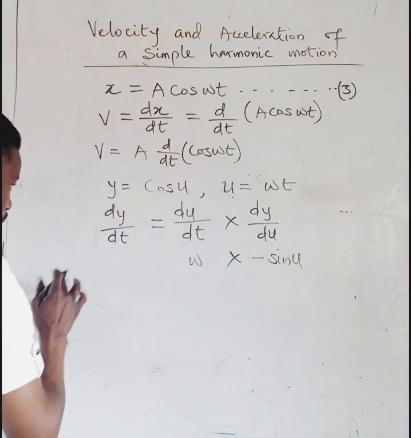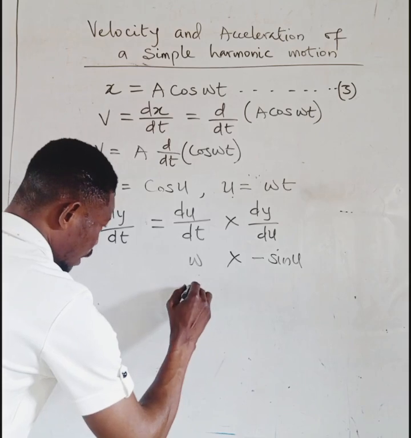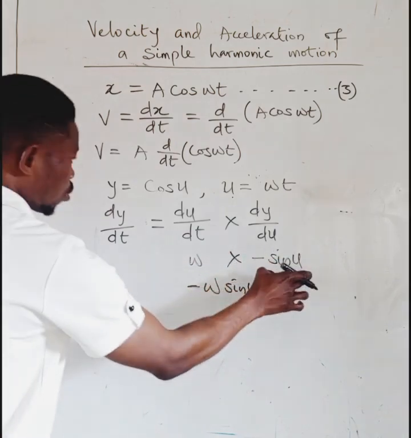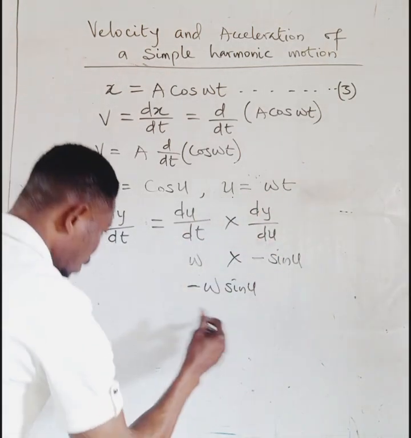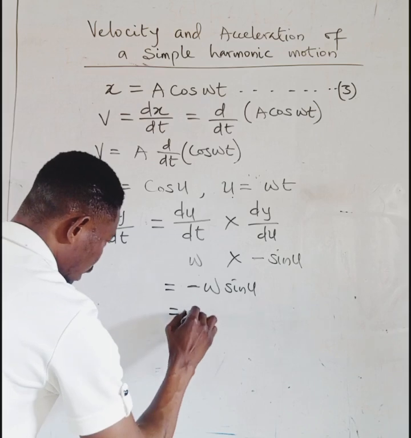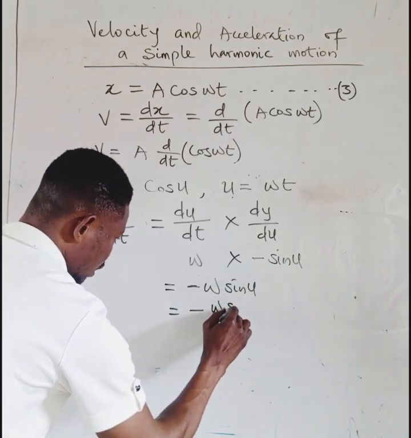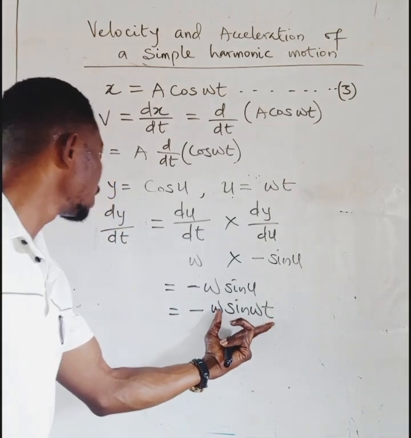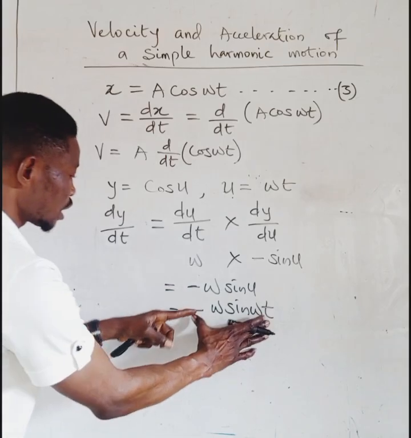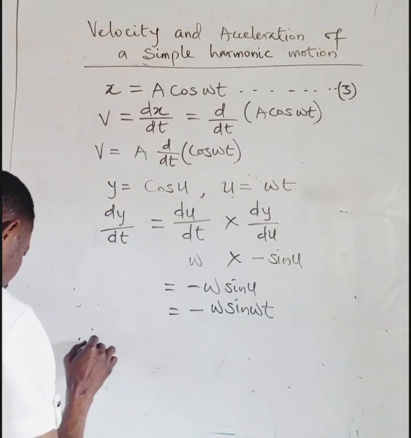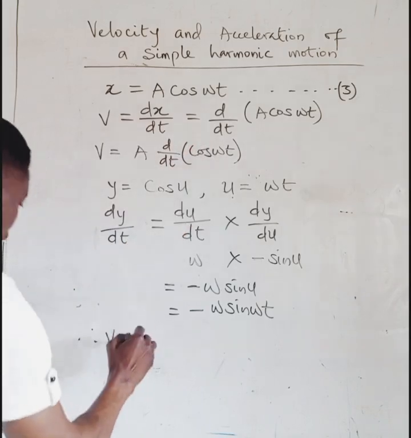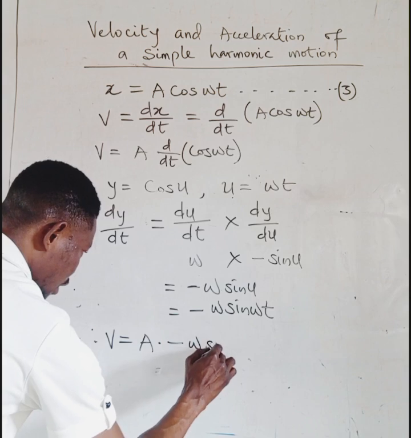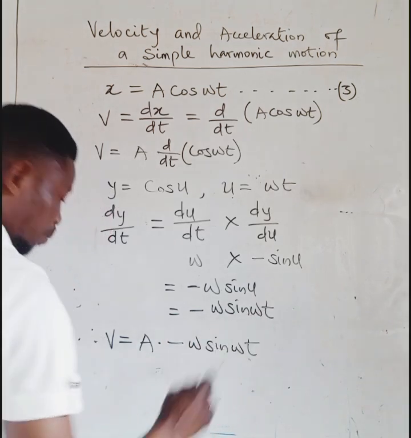So we can now have that. When we multiply these two, we get negative omega sine u. But we already know that u is equal to omega t. So we can say that this is equal to negative omega sine omega t. That is the value we will obtain when we differentiate this. So we can now take this and plug in here. That gives us v equals a multiplied by negative omega sine omega t.